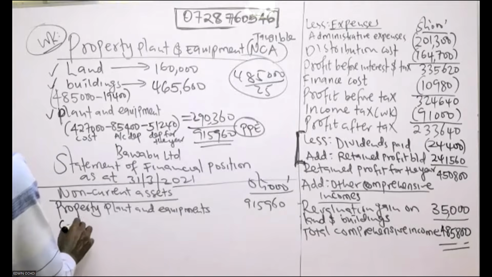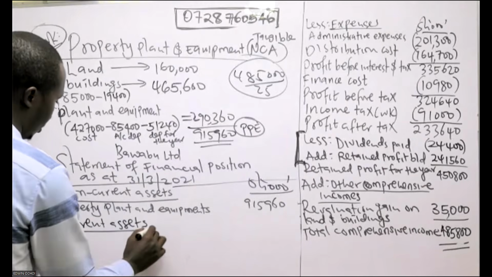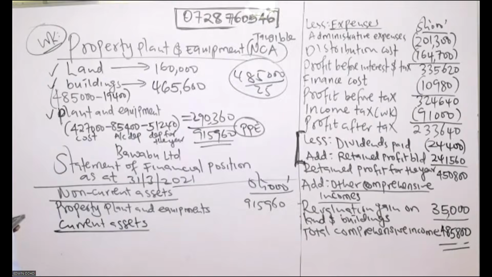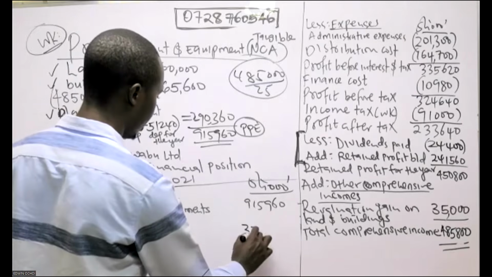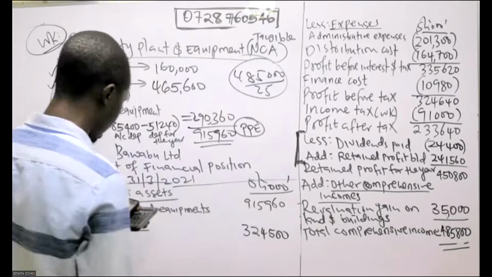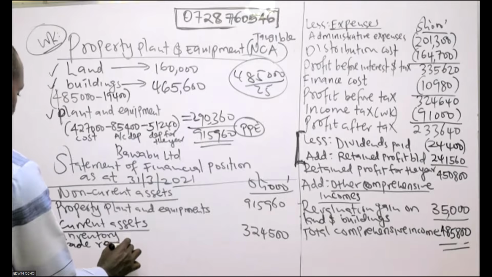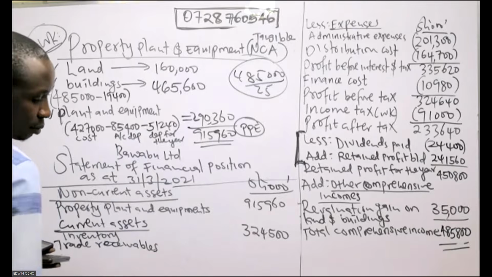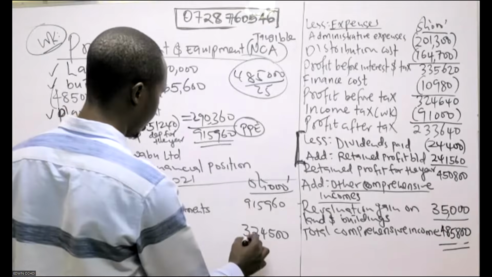We go ahead to talk about current assets. For the current assets, we start with stock, inventory, the closing inventory. The closing inventory is given in the trial balance as 324,500. Then we have to talk about the debtors, trade receivables. Trade receivables, that is 469,700.